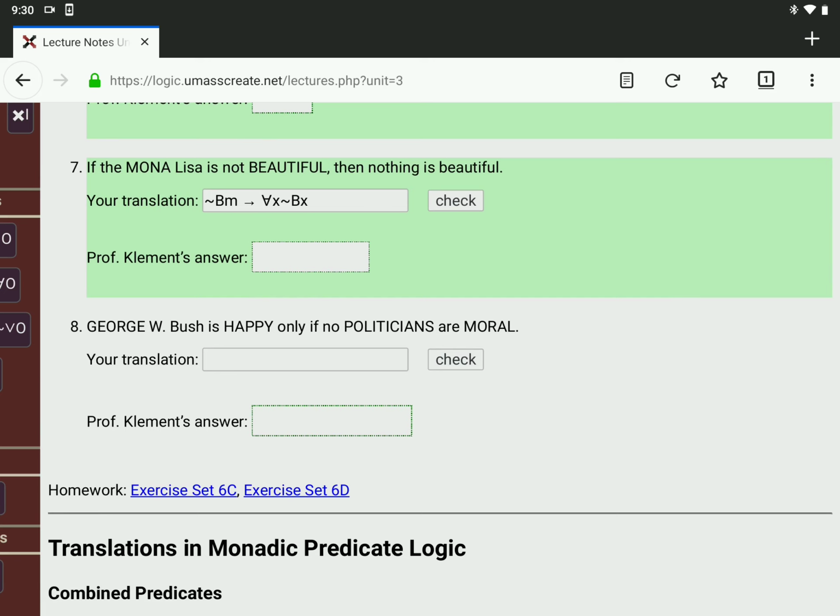"George W. Bush is happy only if no politicians are moral." George W. Bush is happy is just Hg, because George is a particular person. George is happy only if, that's the arrow, no politicians are moral: for all x, if x is a politician, then x is not moral.